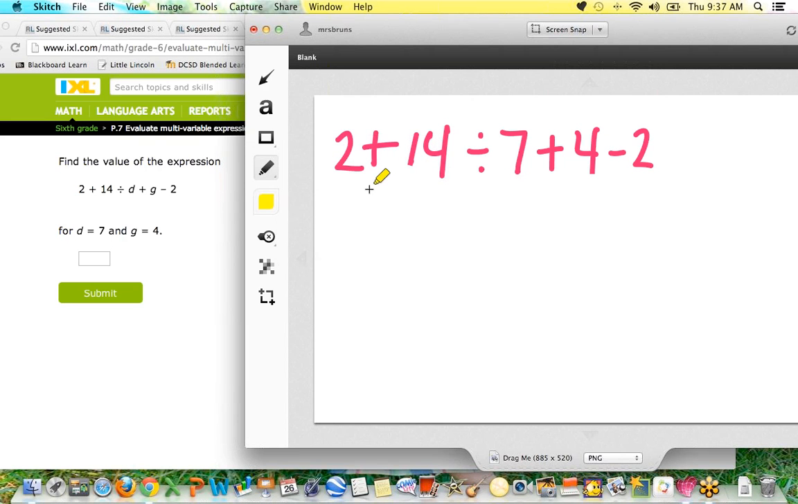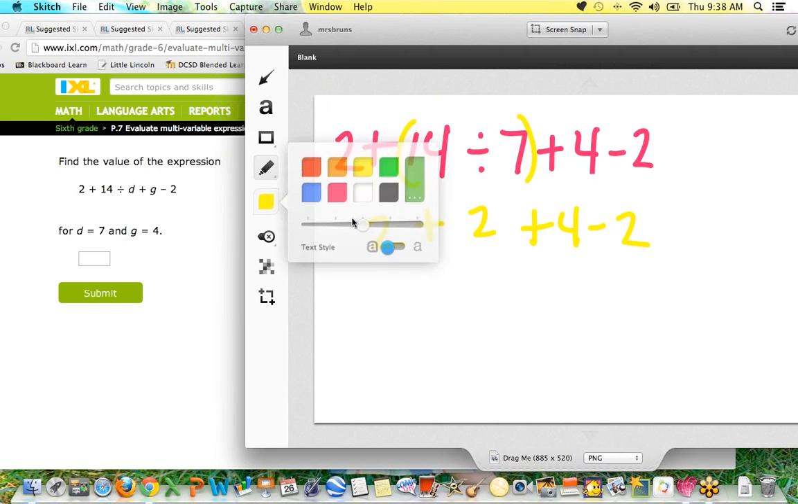When I see all addition and division and subtraction and multiplication, sometimes I like to go in and put parentheses around the problem that I have to do first. In this case it is the division. So 14 divided by 7, we all know is 2. So now I could rewrite my equation as 2 plus 2 plus 4 minus 2. And you work from left to right now.